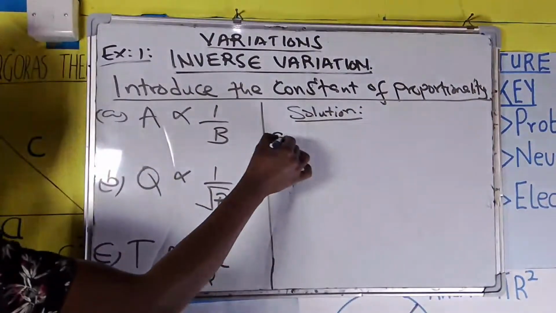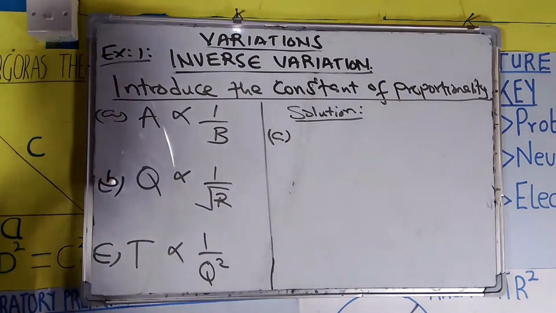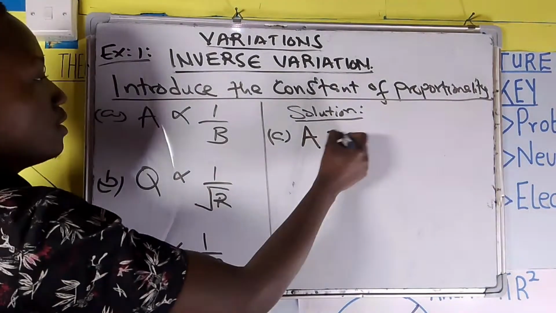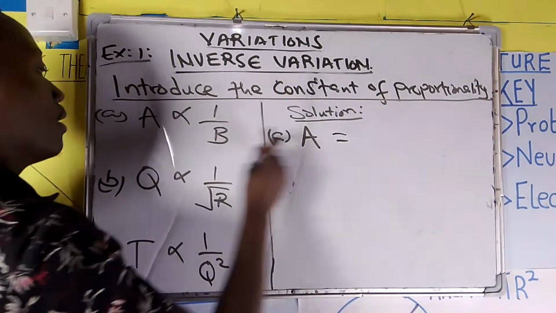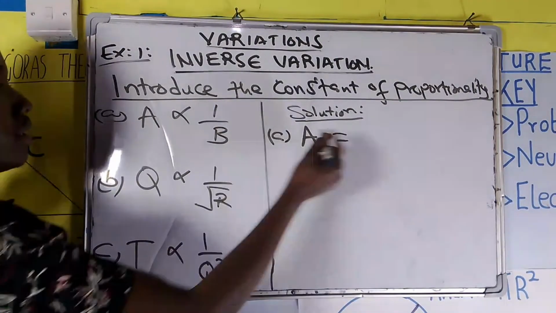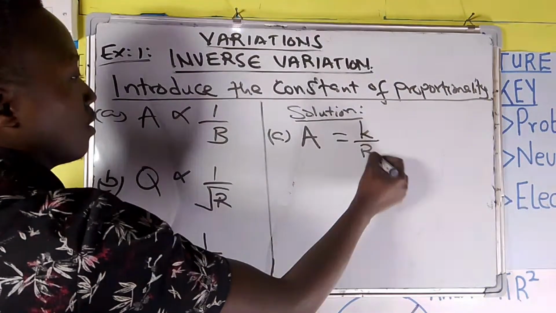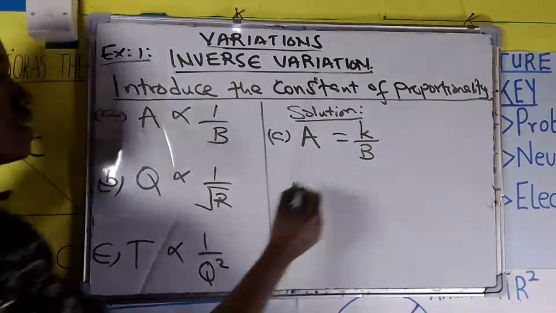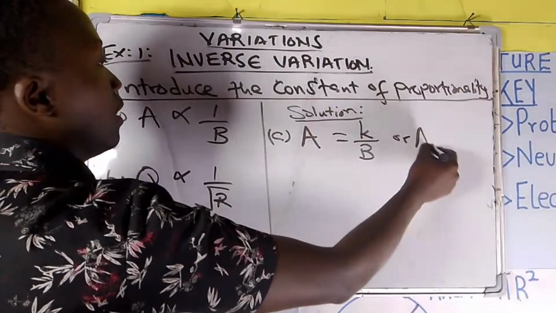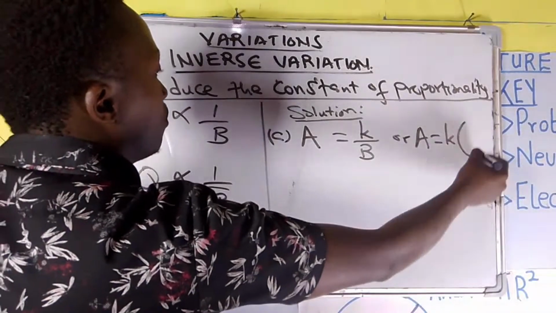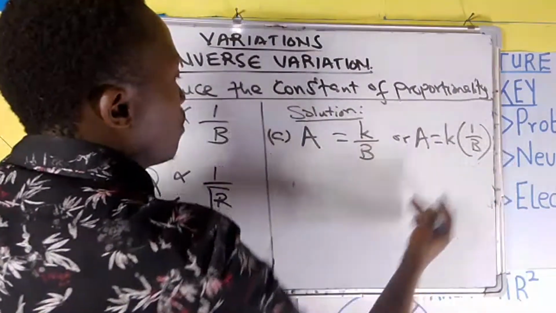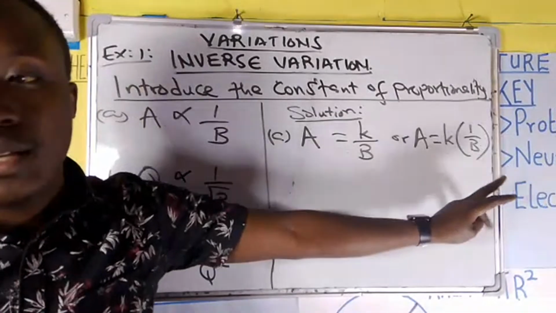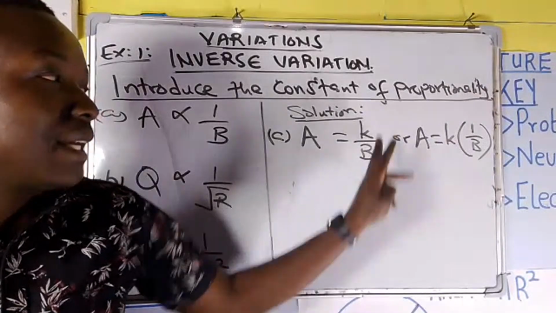Ya A, we introduce constant of proportionality. A is equals to K over B. Haina tofauti hata ukisema A is equals to K into bracket 1 over B, because even if you multiply 1 over B with K, bado utapata K over B.